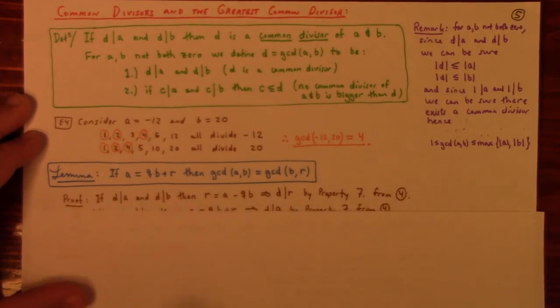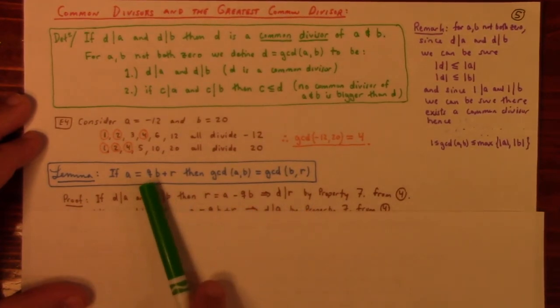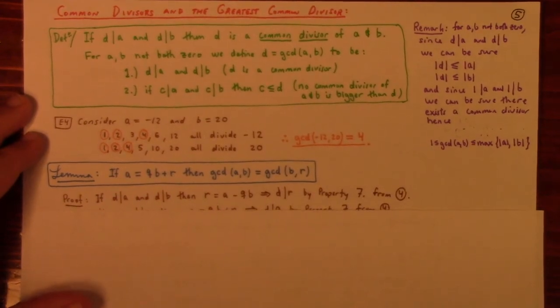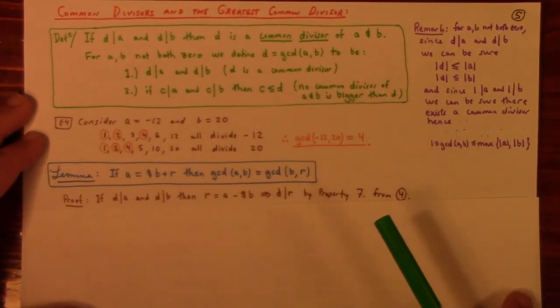So here's the proof. If D divides A and D divides B, right, then R equals A minus QB implies D divides R. Now, how do I know that there exists an R? Oh, excuse me, that's given in the lemma. Duh. So how do I know what's presupposed in the lemma is presupposed in the lemma? I don't know, maybe I could read the lemma. Okay, anyway, sorry about that.